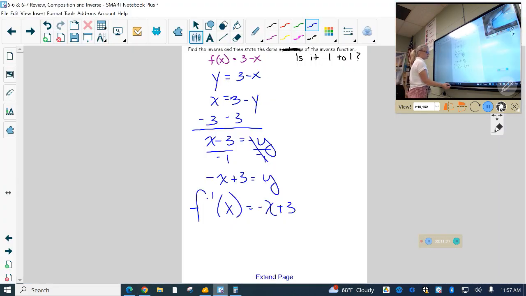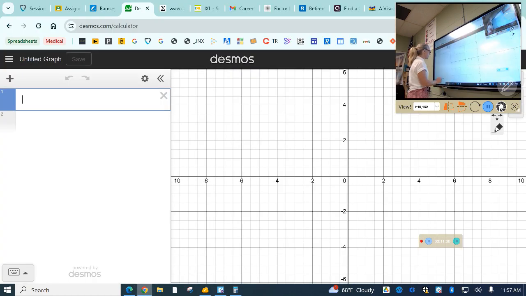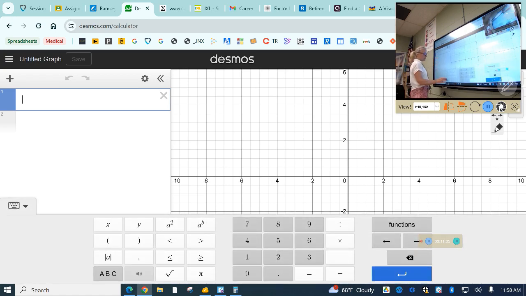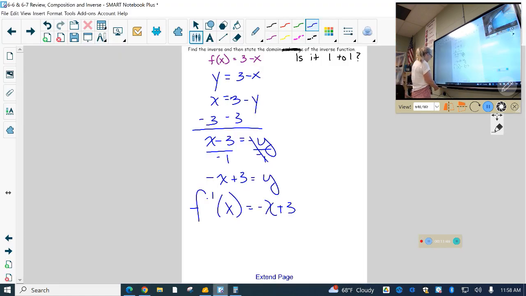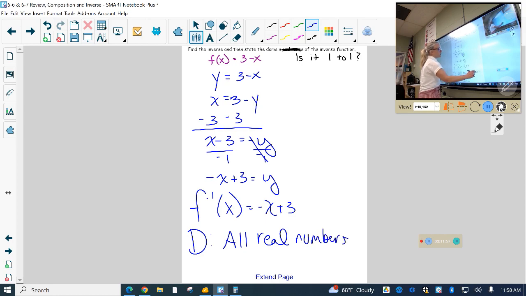So that function was negative x plus 3, and if you remember, this is just going to be a line. Negative x plus 3. Yes, it's just a line. So what's your domain? Negative infinity to positive infinity. And if you don't have to graph it, you could say all real numbers or all possible solutions, or there's lots of different ways to write it. And is it one-to-one? Well, the inverse is a function, and so is the original one, because they're both lines. So is it one-to-one? Yes, it is one-to-one.